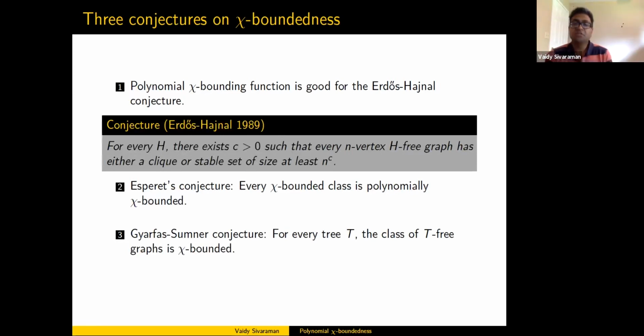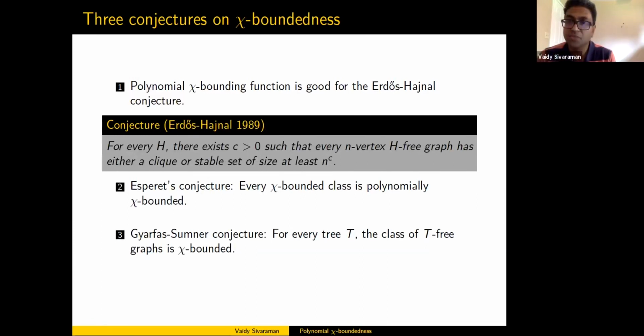And so the Gyarfas-Sumner conjecture says that when you exclude a tree, then the class you get is chi-bounded. And why should we exclude just a tree, not any graph? Well, that's because of the Erdős theorem. If your graph had a cycle, there's no chance it would work.